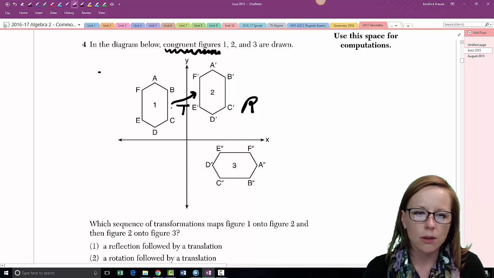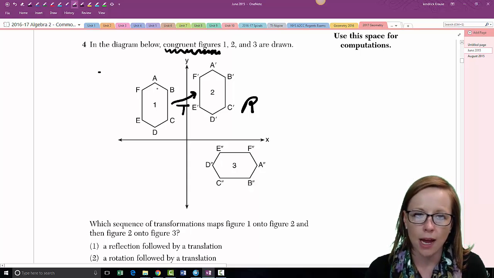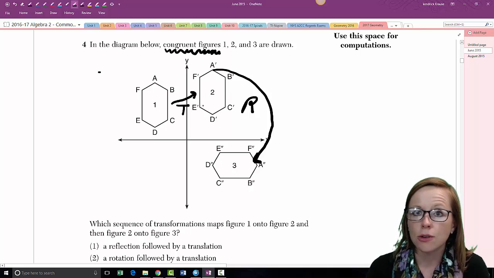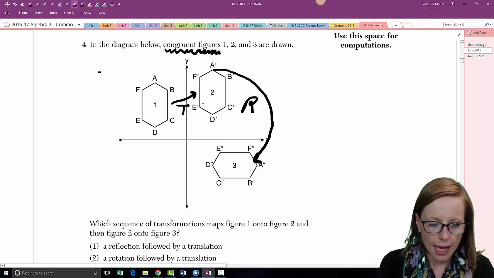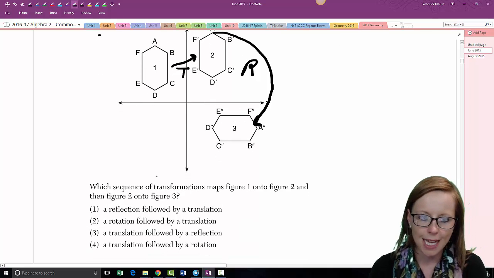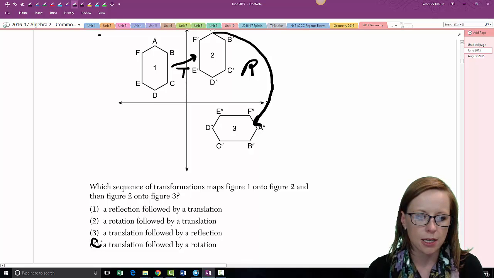Well, moving, just sliding around, right? Moving left, right, up, down, and not changing size is a translation. And then in order to get A prime all the way to A double prime, I actually have to turn that figure. It looks like a 90-degree rotation. So a translation followed by a rotation is choice 4.